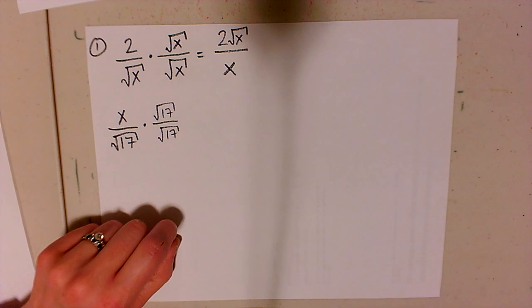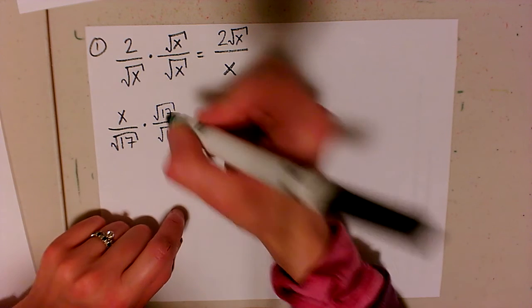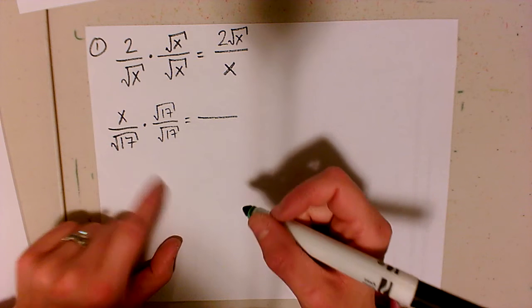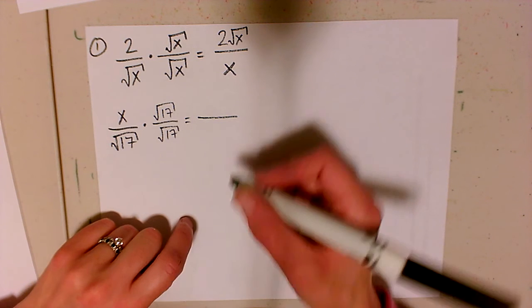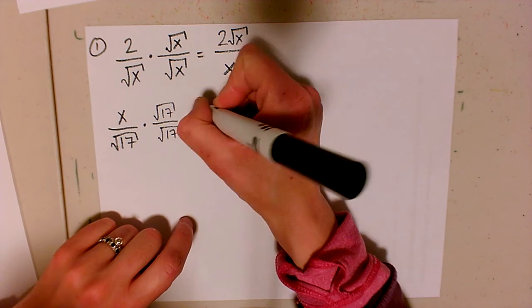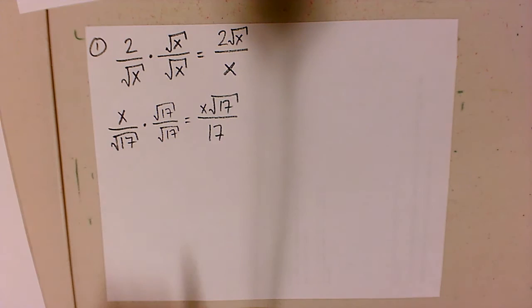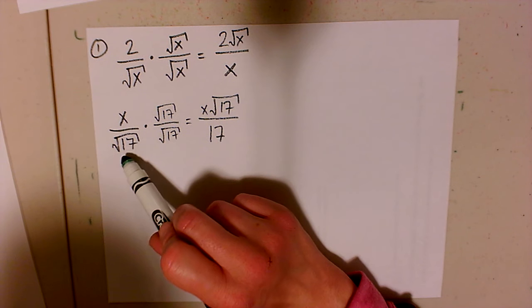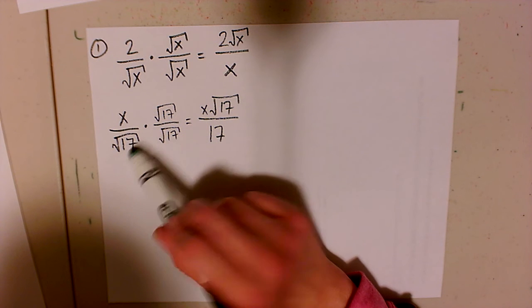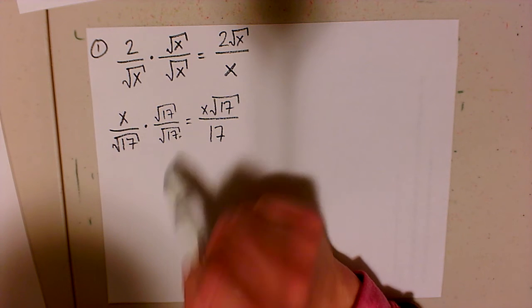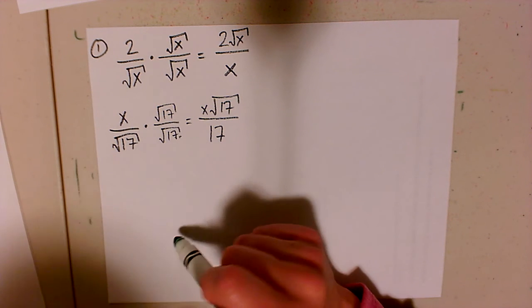Okay, so the same radical in the numerator and the denominator. In the denominator, root 17 times root 17 is just 17, and up top we'll just have x root 17. So you multiply by the same thing as the radical in your denominator, and you do that for top and bottom, so that way you're just multiplying by 1.